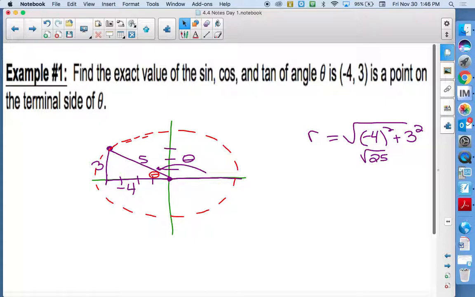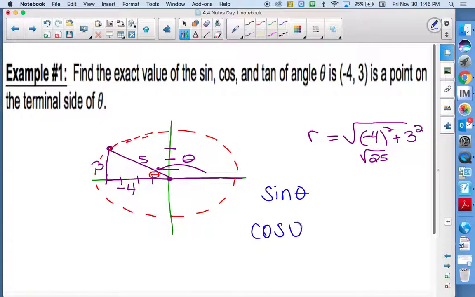So how can we find sine with our beautiful circle that we've drawn over here? You take the y over the radius. 3/5. 3/5. What's the cosine of our triangle? 4/5. And what's going on with that 4? It's negative. So because we're on the negative x-axis, that's a negative cosine value. And then tangent is?